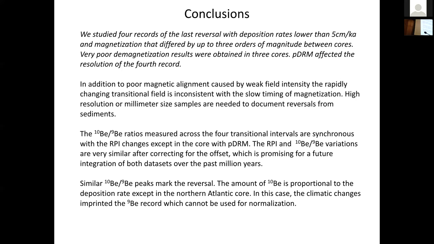We have Beryllium-10 data. We have to be sure that even within the mixed layer, part of the magnetization is not progressively already locked in within the larger layer.